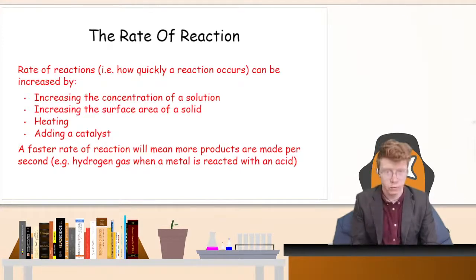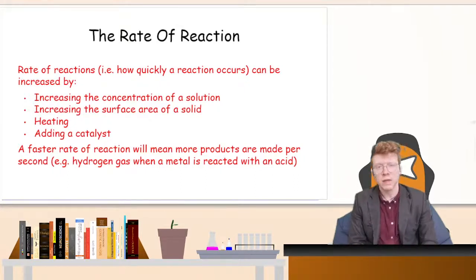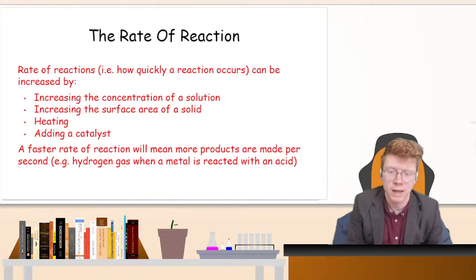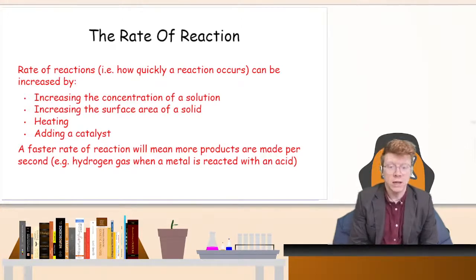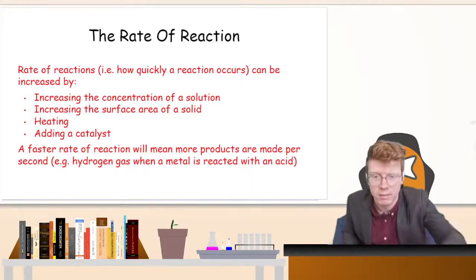Now, there are four main groups of things that can affect reactions, and we need to know all of them. In terms of increasing the rate of reaction, things that can do this are increasing the concentration of a solution. So that might be increasing the concentration of the acid, making it stronger. It could be increasing the surface area of a solid. So that would be like increasing the surface area of the magnesium there, for example. It could be heating up the reaction, heating up the tube that you're doing the reaction in, or adding what we call a catalyst.